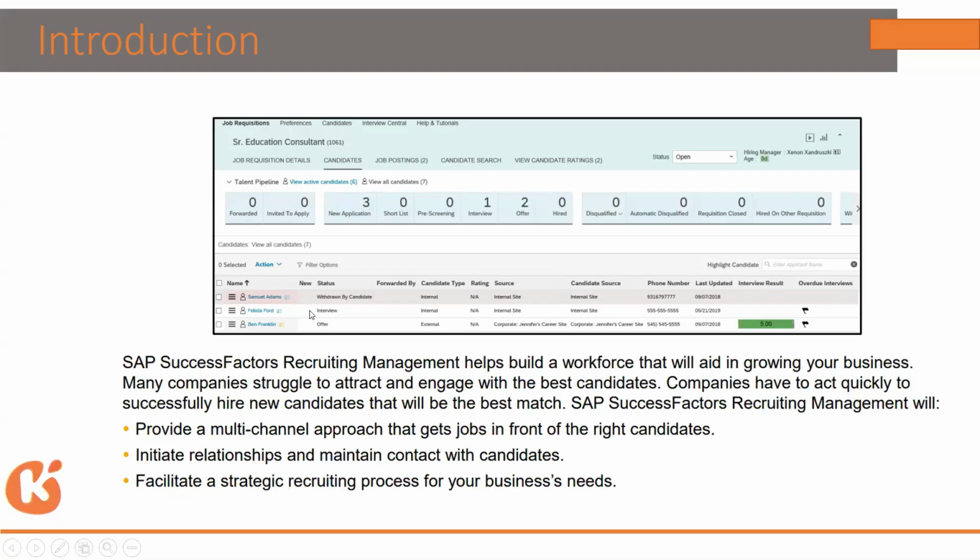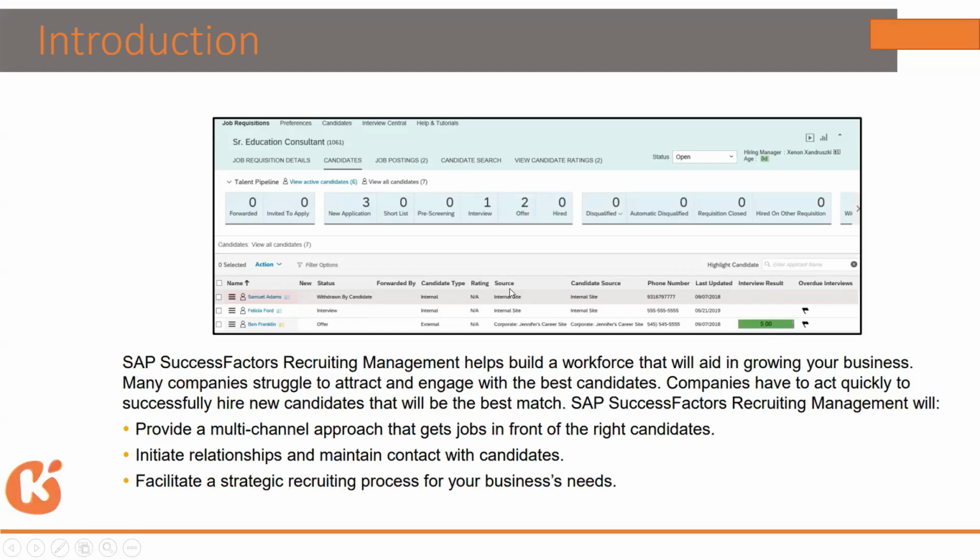Now here you can see Samuel, who has basically been withdrawn by the candidate. So the candidate does not want to go ahead with this offer. Then Felicia, you can see the interview process, and then there is Ben, for whom you have already released an offer letter. And here you can see the interview result. This interview result was 5.